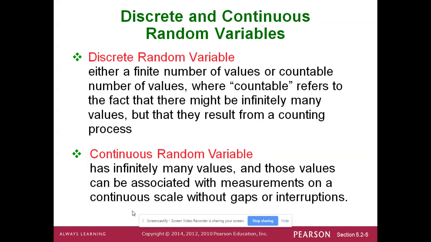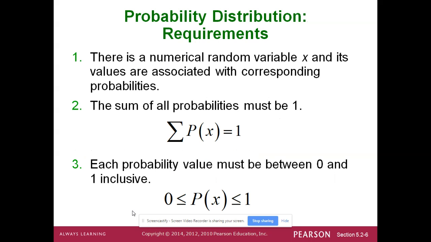Measurement of people's height: continuous variable. How many people are in a room? Is that continuous or discrete? Discrete, because it's a count, right? That's a good way to maybe try to look for those things.